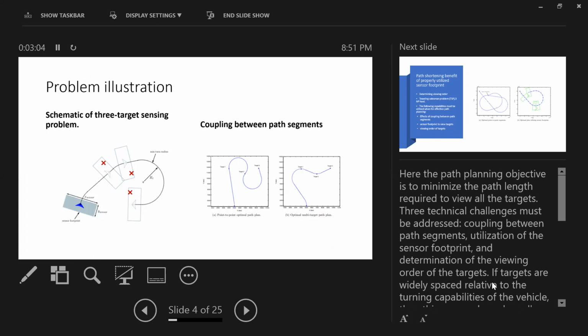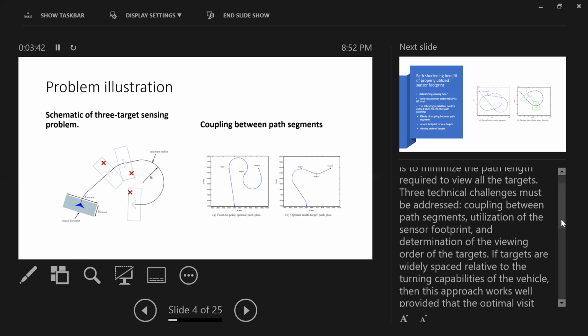So talking about our problem illustration, on the left, it shows the schematic diagram of the three target sensing problem. Here the path planning objective is to minimize the path length required to view all the targets, and there are three technical challenges which must be addressed, which are coupling between the path segments, utilization of sensor footprint, and determination of the viewing order of the targets. The coupling between the path segments can be seen on the right side of the figure.